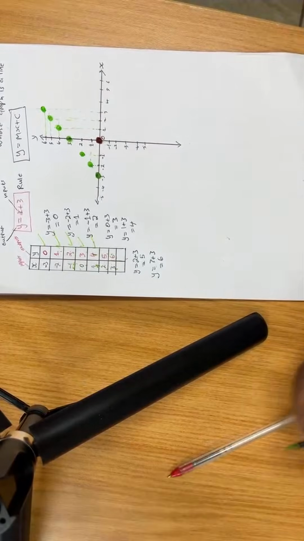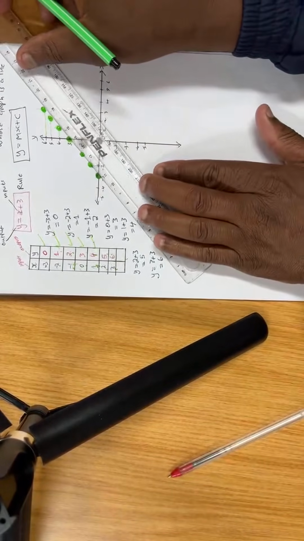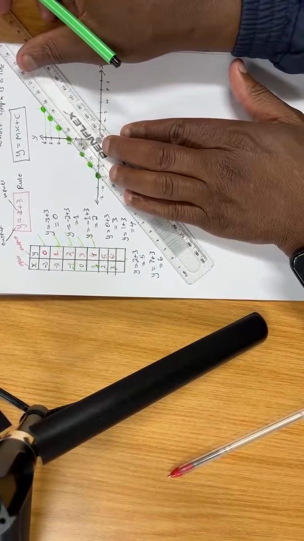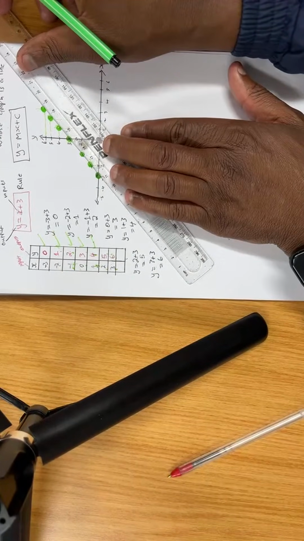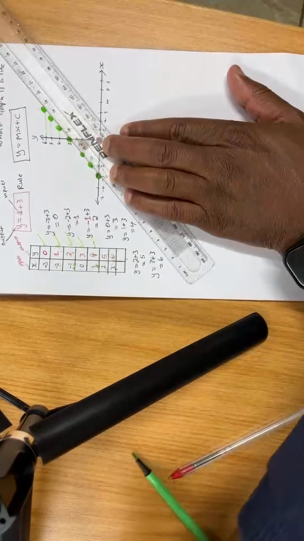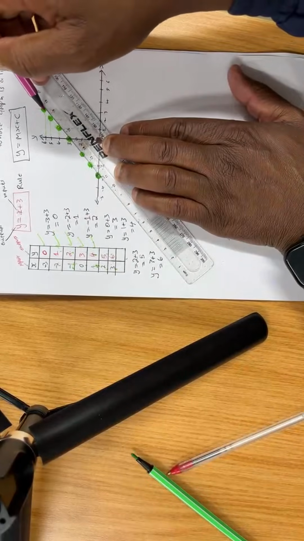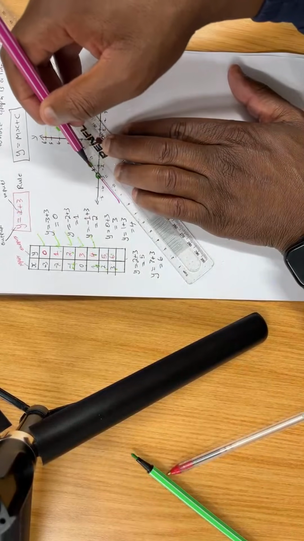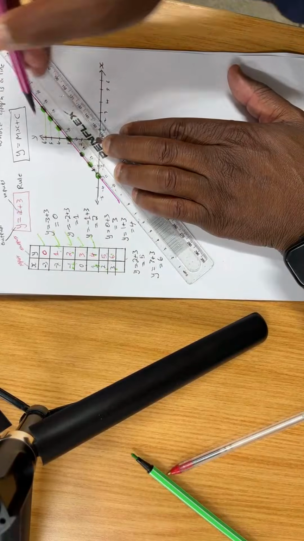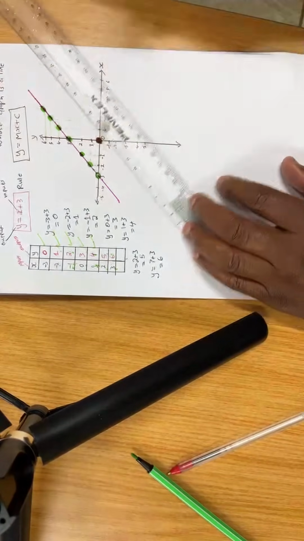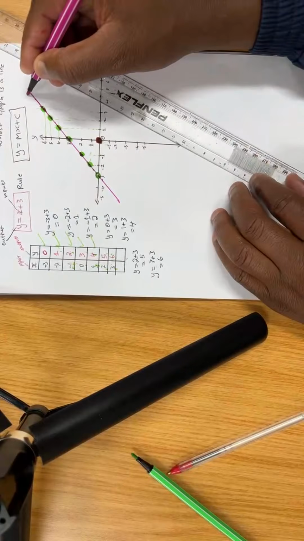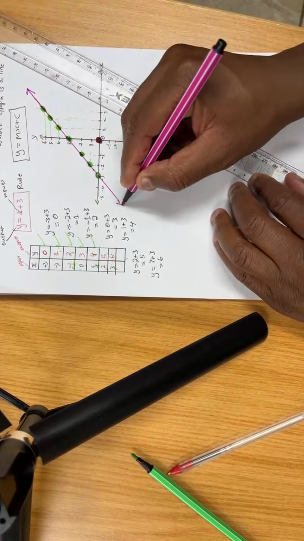Then we connect our dots. We draw a line, a straight line. Let me draw a straight line passing through these points. Okay? So you draw a straight line. This is our straight line.